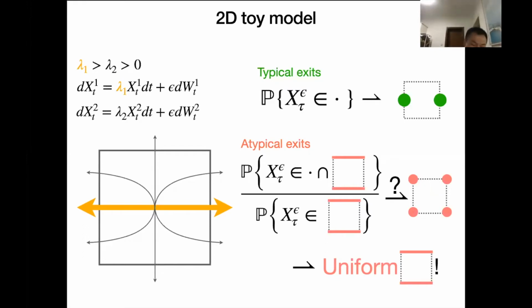So this is a phenomenon of equidistribution, and this is a key feature in our scenario. Basically, it tells you that if the process does not exit at a typical location, then there's an equal chance to exit at any atypical location.